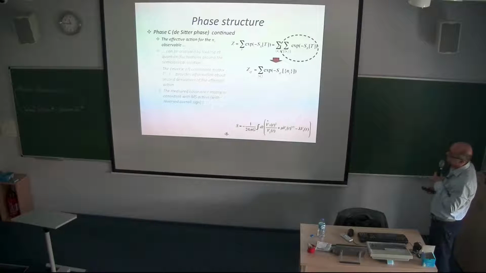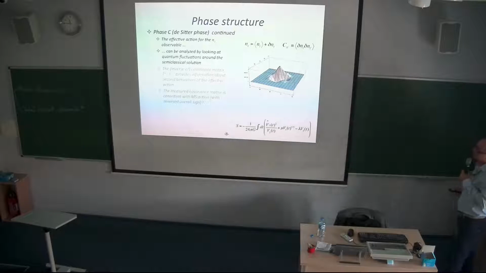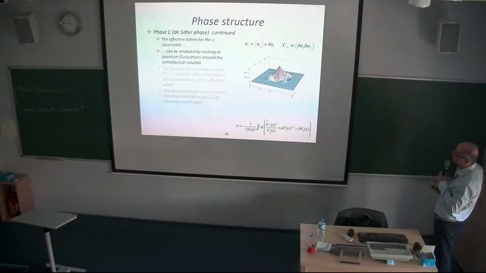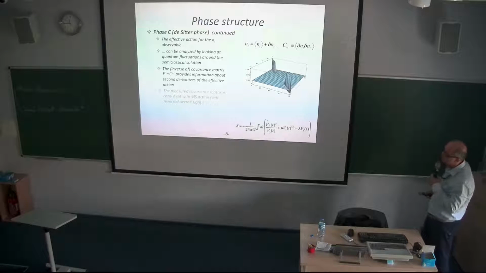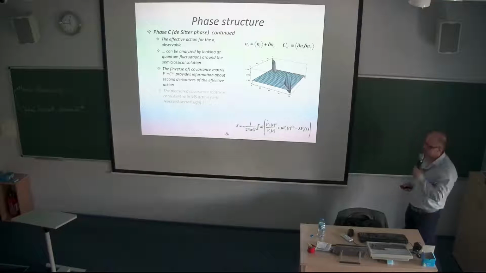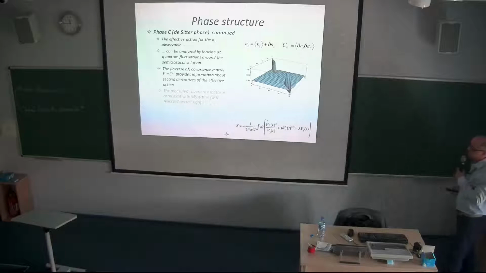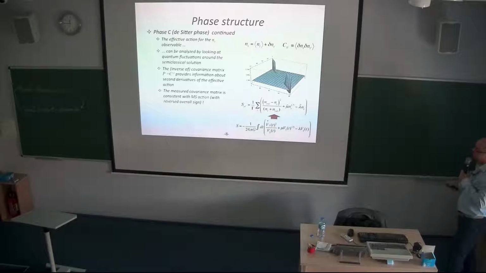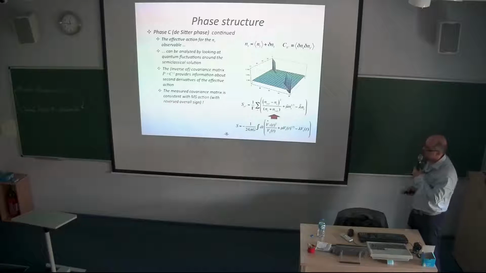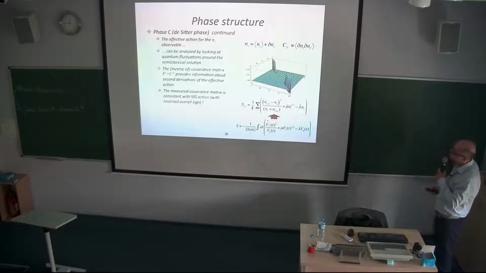So to do this, we can look at correlation of volume fluctuations between different spatial slices, and the correlation matrix is related to the derivatives of this effective action. And it can be measured and proved that what we measure is really consistent with such a form of the effective action, which is just the discretization of the minisuperspace action. You see just this time derivative is replaced by the finite difference, and the rest is effectively the same. So, yeah, this is the outcome in phase C.